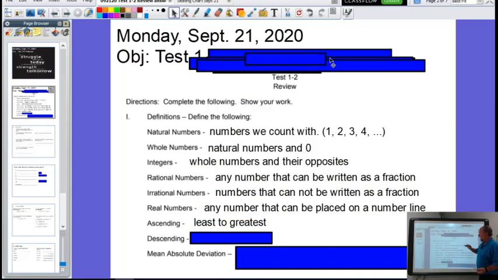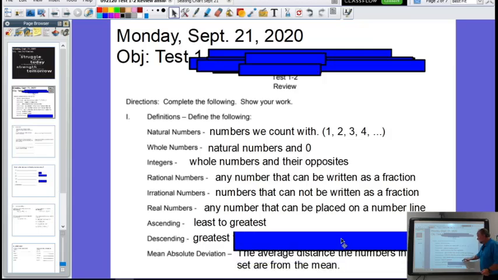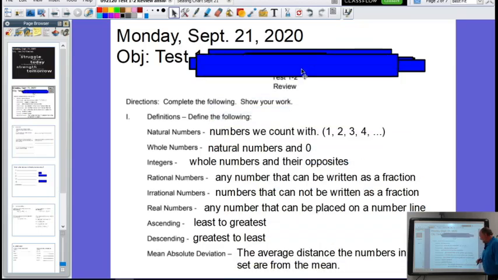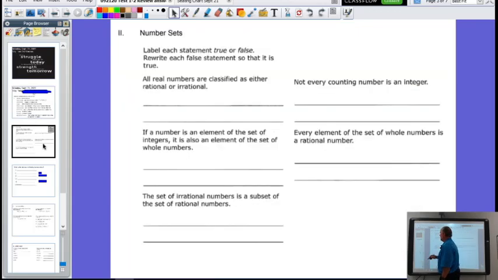Okay, you have to know ascending, which is nothing but least to greatest. Descending, which is greatest to least. And then last but not least, mean absolute deviation, which is the average distance the numbers in a data set are from the mean. Okay, so we'll talk more about that one at the end. Now, on the test tomorrow, you will not have to write down a definition. You just have to be able to identify what sets a number would belong to. So the next section on the test review is a set of true-false questions.